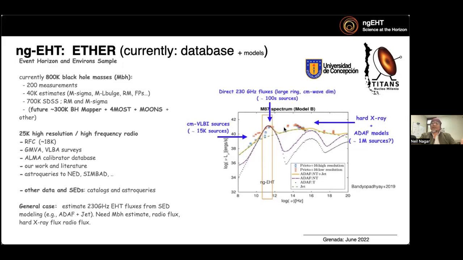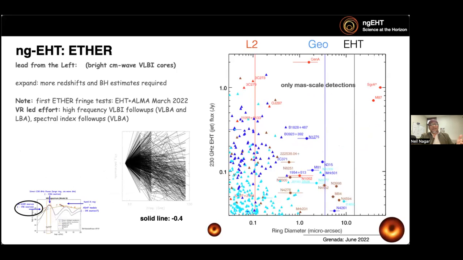Why this is extremely promising is because of eROSITA, which will give us 1 million hard X-ray fluxes. If you have a black hole mass estimate and a hard X-ray flux, that could be enough to immediately constrain the accretion inflow flux. And then we'll have to check it with surveys and then go to the EHT. So the one from the left, we're pretty much done. If you go on from the left and look at the bright millimeter wave cores, centimeter wave cores, you can start to populate these figures.